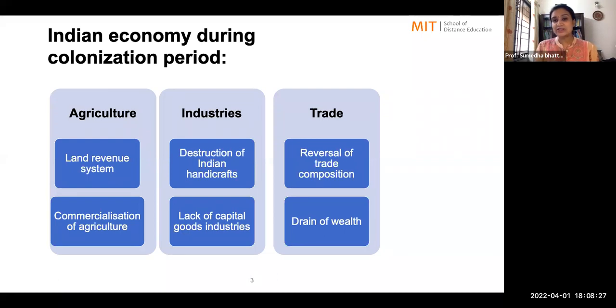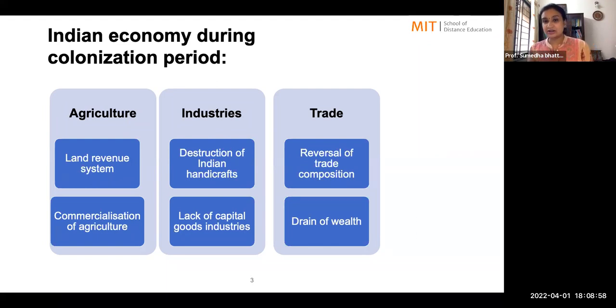Second, there was no incentive for the Britishers to invest in capital goods industries. Capital goods industries are those which facilitate the production of further goods. Your machines, iron and steel all come under capital goods industries. So there was a lack of capital goods industries, and that is why when the Britishers left India, especially with respect to the industrial sector, our growth was not just nil, but negative.